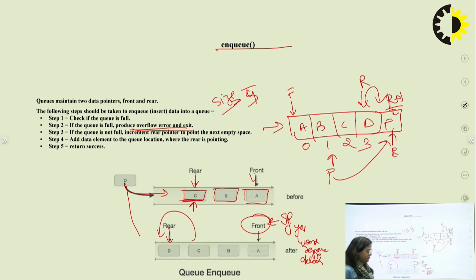Okay, got it. So add the data element in the queue location where the rear is pointing. Here the rear is pointing at D. Now your element is inserted there and return success. So these are the NQ steps when you want to insert any element in your queue.